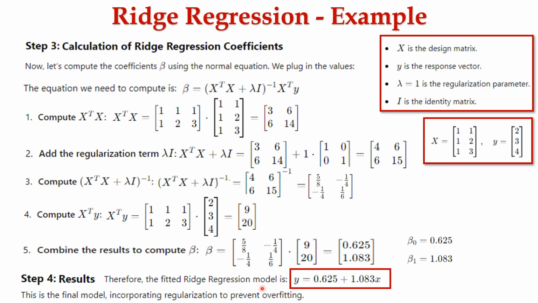So the final result is we need to fit the ridge regression model, that is y is equal to beta naught, the value is 0.625, plus beta 1, that is 1.083, into x. So this is the final model incorporating the regularization to prevent overfitting.